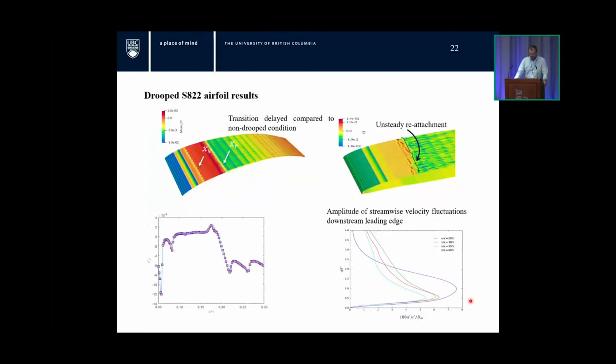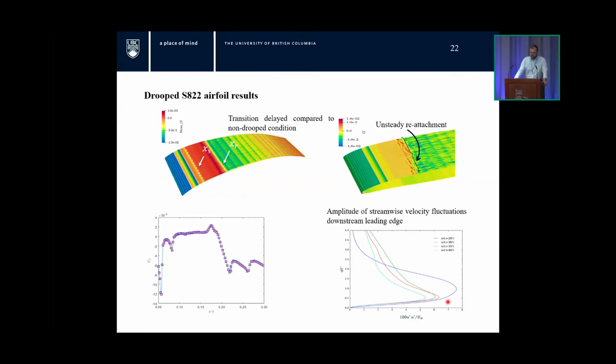In the drooped case, the same Reynolds stresses only show one mode, and it's nearer to the wall. It's not near the edge of the boundary layer, and it occurs much later. So what we think we see is that this inviscid mode that was triggered in the non-drooped case is not triggered in the drooped case, and instead the drooped case is triggering viscous instability, and that leads to the growth of disturbances and then eventual transition.